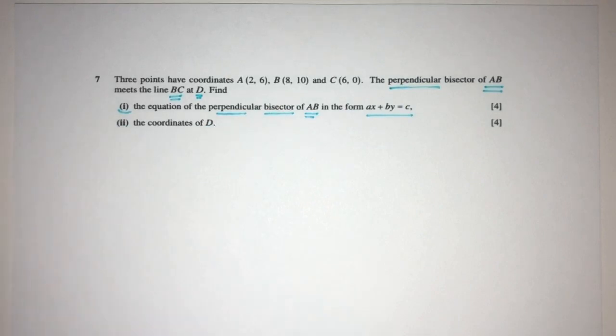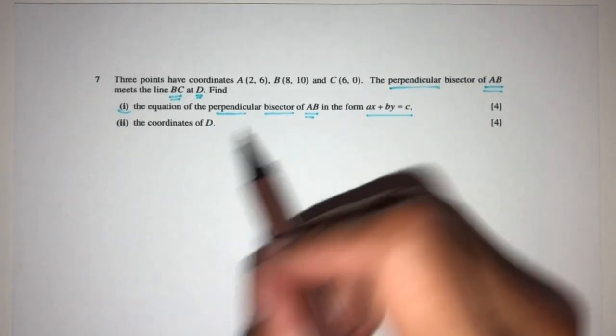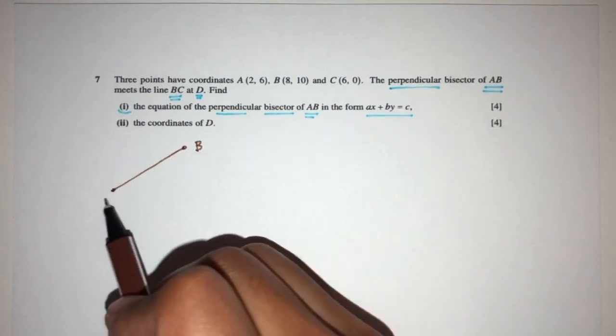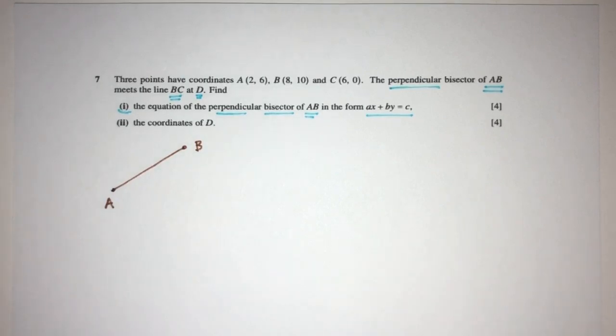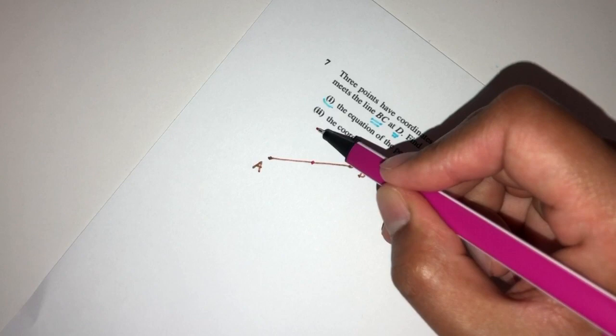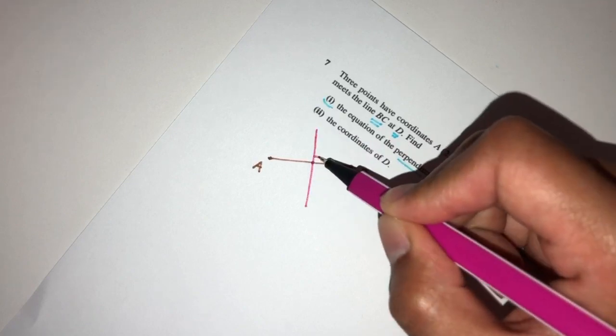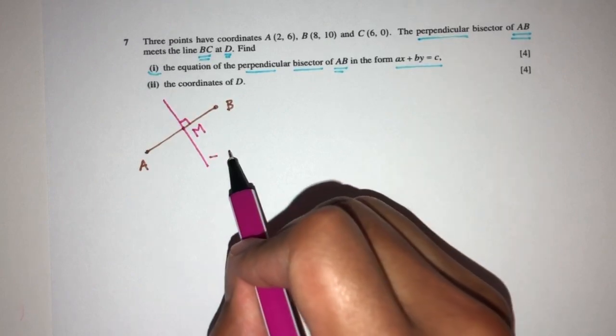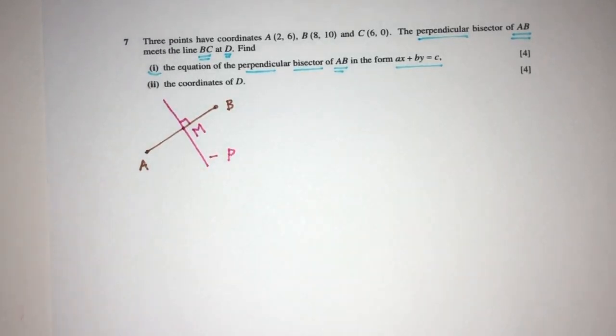Pretty easy. We just have to understand what the perpendicular bisector of AB is. For example, you have the point A here joining with the point B, and the perpendicular bisector is a line that passes through the midpoint at 90 degrees. That will be the midpoint of AB. Let's call this P. So we have to find the equation of P.